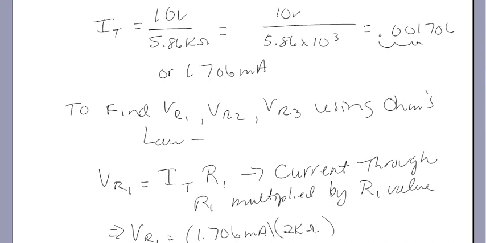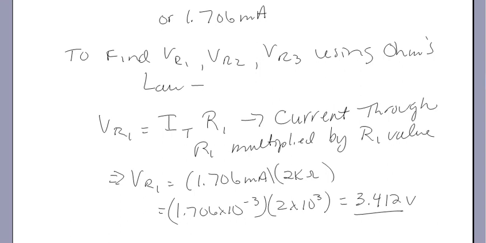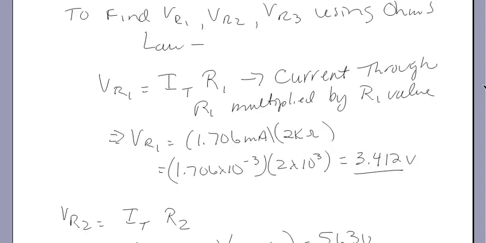So I take the total current: my total voltage is 10 volts, and I divide that by the total resistance, which was that 5860 number, and I get 0.0017, or moving the decimal place over, 1.706 milliamps. To find VR1, VR2, VR3, now that I found the current through the resistors, 1.706 milliamps, all I need to do is take that current and multiply it by the resistor, and that'll give me the voltage drop.